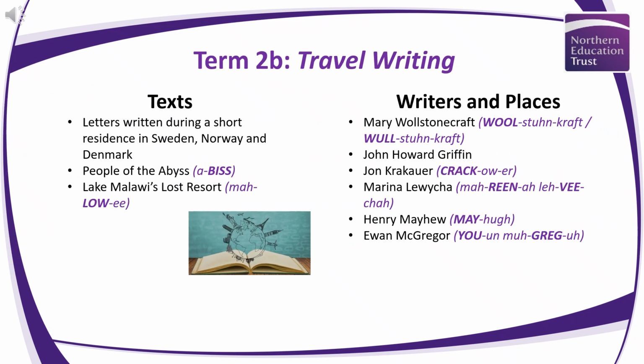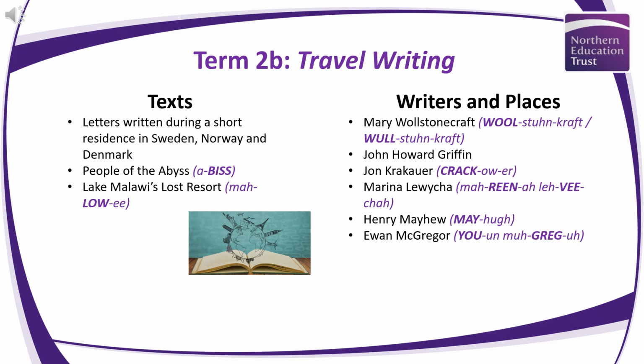Now in term 2b we have our travel writing. Again, most of the names are fairly straightforward. In terms of the texts, we of course have Letters Written During a Short Residence in Sweden, Norway and Denmark, all very straightforward. Just care around Into the Abyss, it's abyss. And of course we have Lake Malawi's Lost Resort, and that's Malawi.